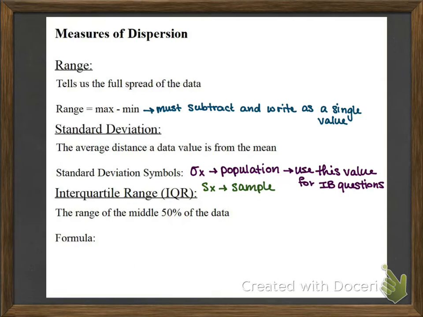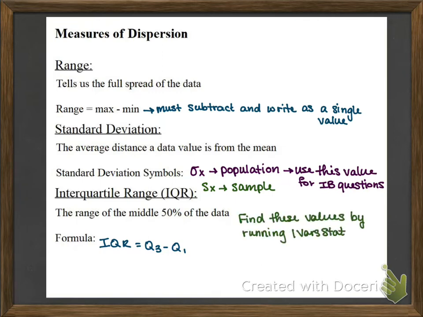You would use this if you were gathering data and writing a paper versus answering a question that IB gives you. The interquartile range, IQR, is the middle 50% of your data, so Q3 minus Q1. And the main thing is you use 1-Var Stats to get these values. 1-Var Stats will straight up give you both the population and sample standard deviation.